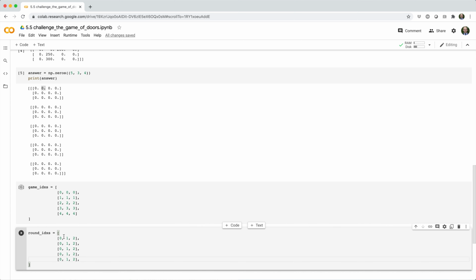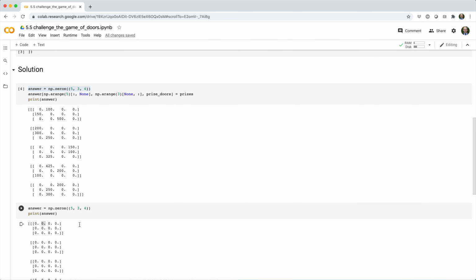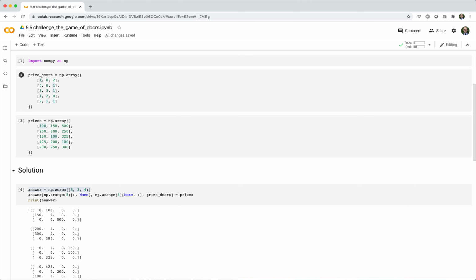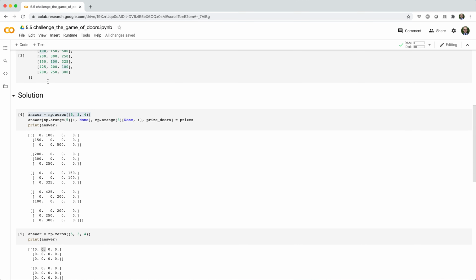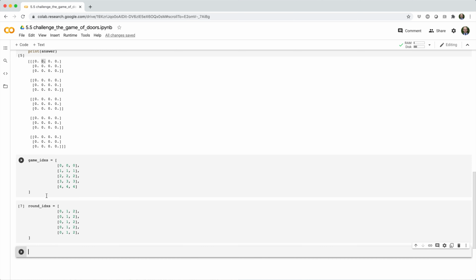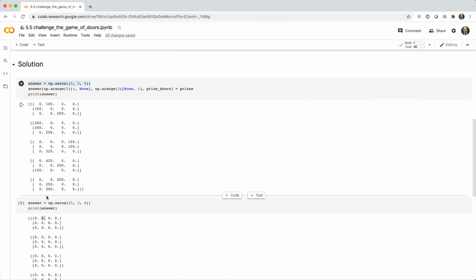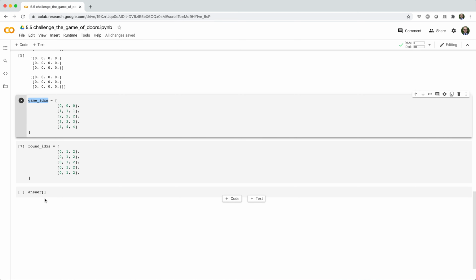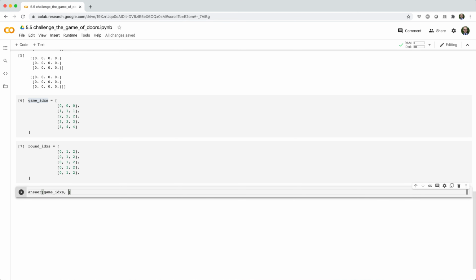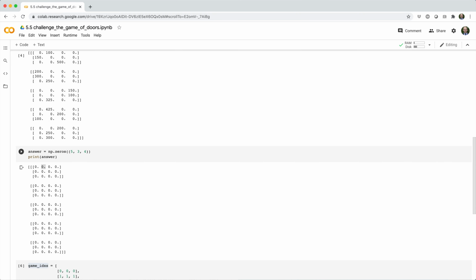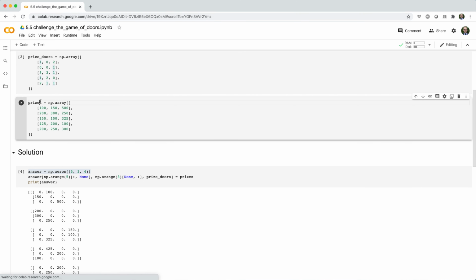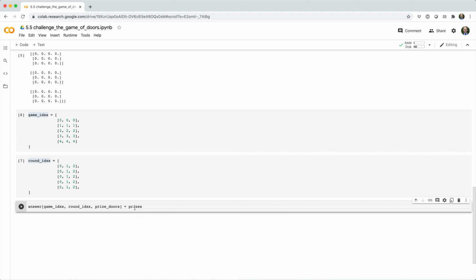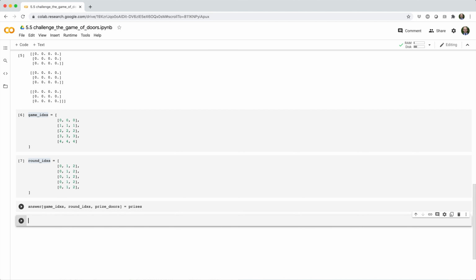And again, I'm building these indices so that they line up with the prize doors array that we already have. So now what we can do is we can say answer, square brackets, and we'll pass in our 3 index arrays: game indexes, round indexes, and prize doors. And we set that equal to the corresponding prizes. So this actually gives us the solution.